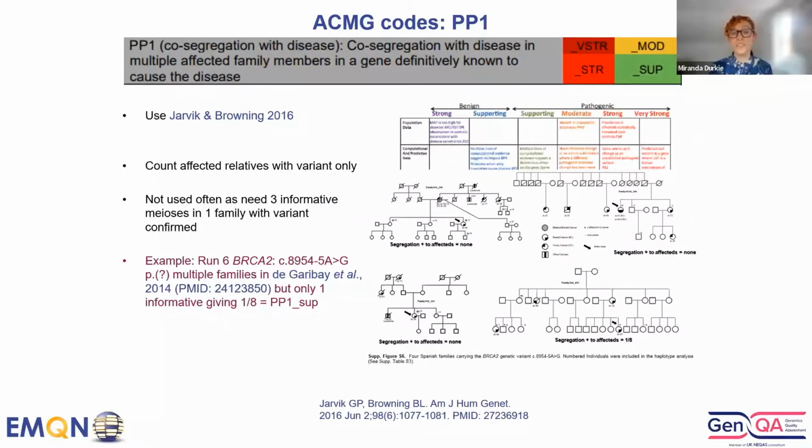A good example to demonstrate this, we had in run 6, this BRCA1 splice variant. There was this fantastic paper by Garibe et al. with all the beautiful pedigrees, which is very rare to see. But when we looked closely at each of these pedigrees, 3 out of the 4 were not informative for segregation to affected that had the variant. So we could only use one family, and we were only able to apply PP1 at supporting.